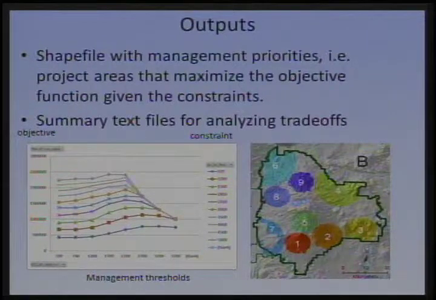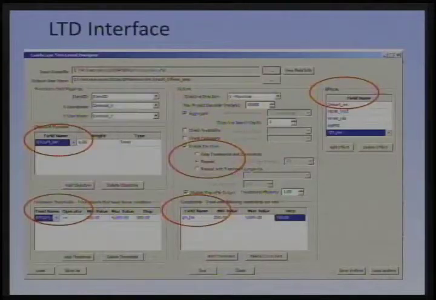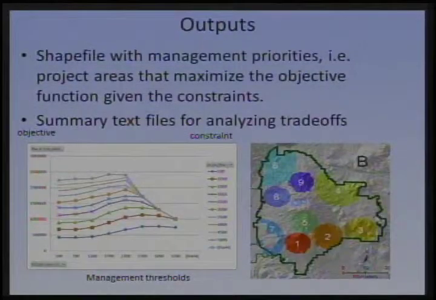All right, and the outputs: a shapefile with management priorities, i.e. projects that maximize the objective function given the constraints. So, here's an example. Typically the project areas are kind of circular, but we're sort of fixing that to fit them into the landscape better, but they're not always circular. And so these are different projects labeled with their priority based on the objectives.